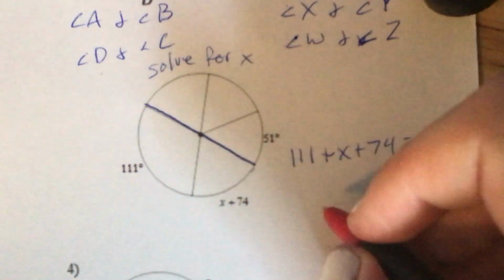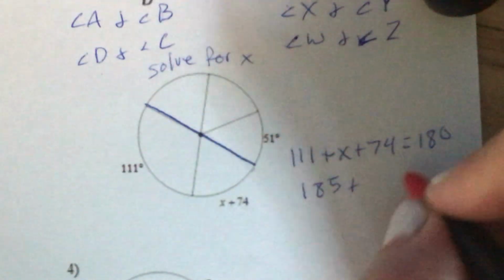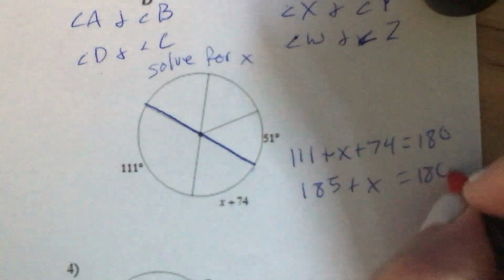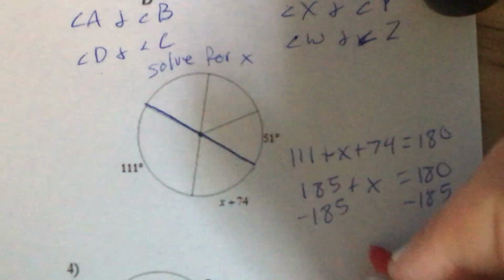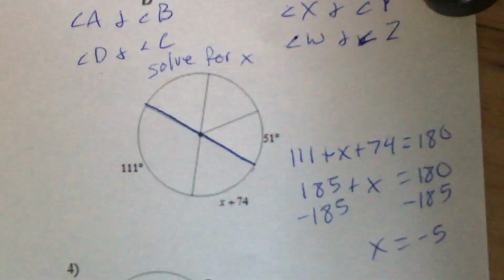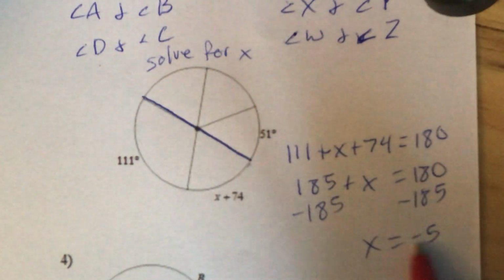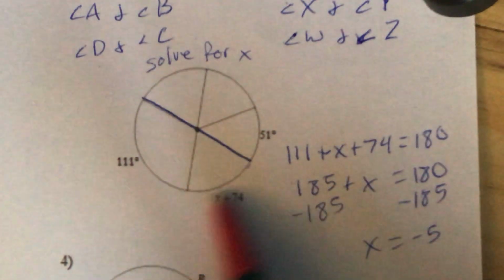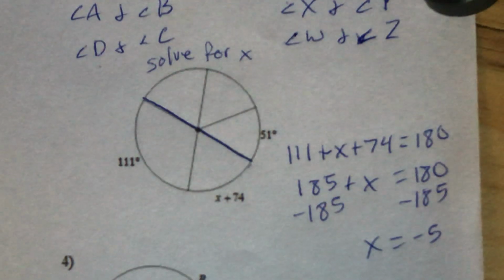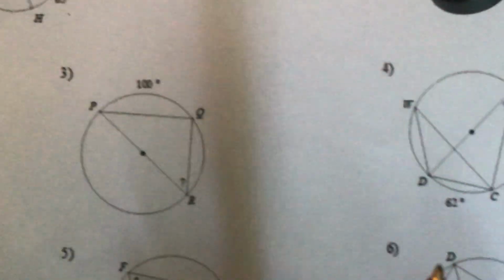All right, so from there, I'll combine my like terms. So this is 185 plus x equals 180, so x equals 180 minus 185. X is equal to -5. And it's okay to have a negative number, because if I plug this x back in, -5 plus 74, that's going to give me a positive arc there. So don't worry so much about getting negative answers. That is okay.